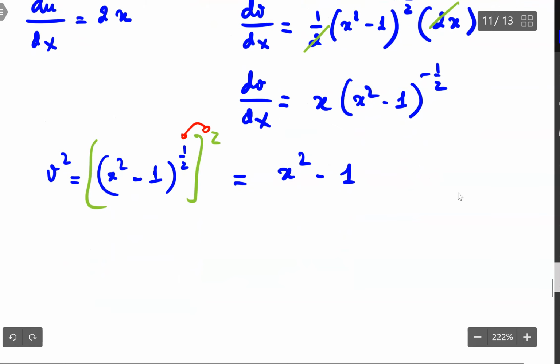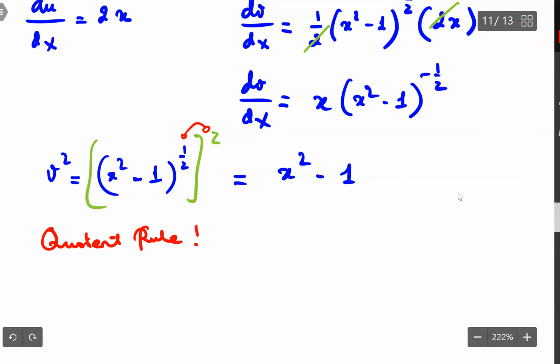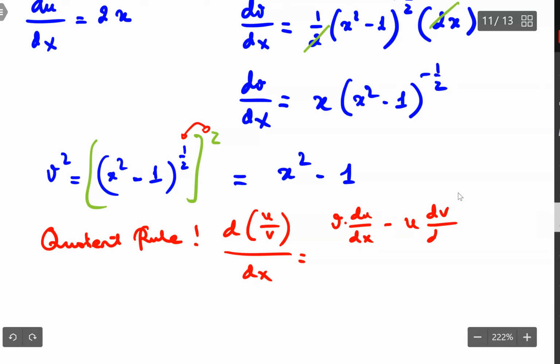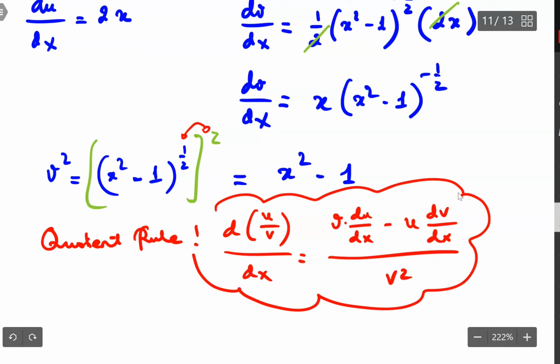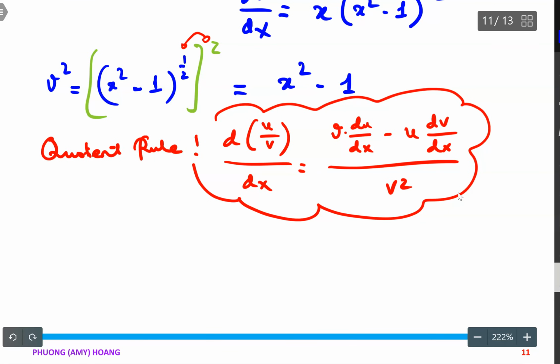Alright, let's substitute into our equation. So the quotient rule says the derivative of u divided by v, everything as a function of x, is: you take v times your du over dx, you subtract u times dv over dx, and the whole thing divided by v squared. So I'm going to put in what I have. So v is... I better write dy over dx. I did ask everyone to make sure that you indicate the notation.